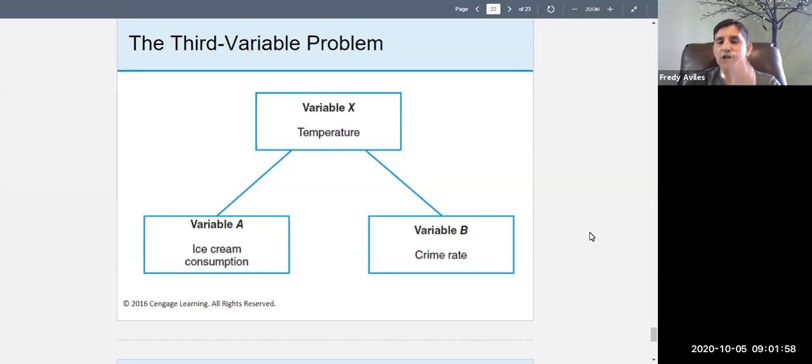And if you take a child psychology class, a developmental psychology class, you would learn about how all those things affect brain development: proper nutrition, proper health, less exposure to toxins, right? Better education, all those things matter when it comes to development of the brain and therefore intelligence. That's the third variable problem.